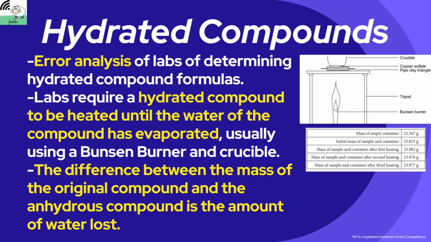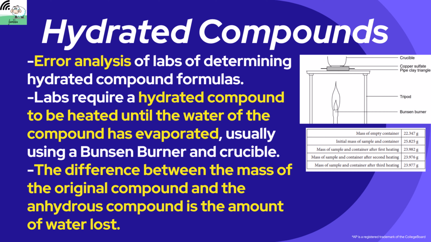Now for error analysis that are associated with labs with this, there are some labs that require a hydrated compound to be heated until the water of the compound has evaporated, usually using a Bunsen burner in a crucible. So we would take the hydrated compound and we would put it in a crucible, and then we would heat it, and heating it would evaporate the water out of the compound, leaving behind the anhydrous compound, or the compound that is without the water. And what we do with this information is then the difference between the mass of the original compound and the anhydrous compound is the amount of water lost.